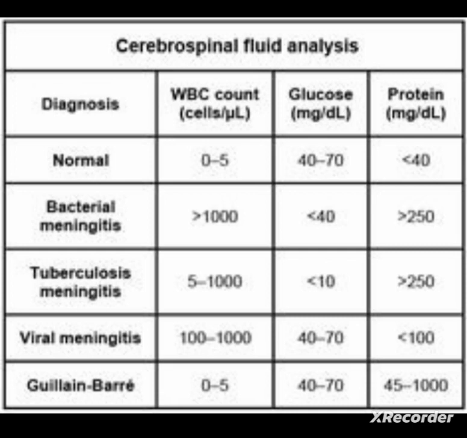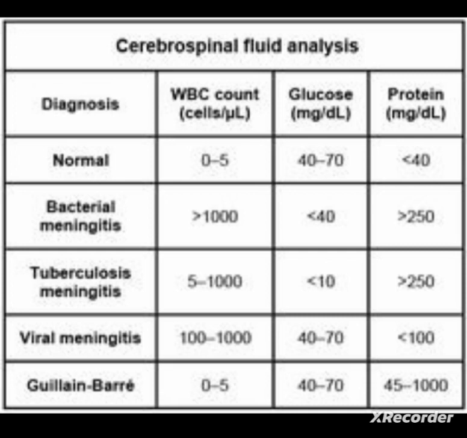In case of bacterial meningitis, the WBC count will be more than 1000. Normally the WBC count will be 0 to 5. Usually it will not be there, and when we are assessing, sometimes we get 0 to 5. In bacterial meningitis it will be greater than 1000. The glucose value will be less than 40. The protein value will be more than 250.